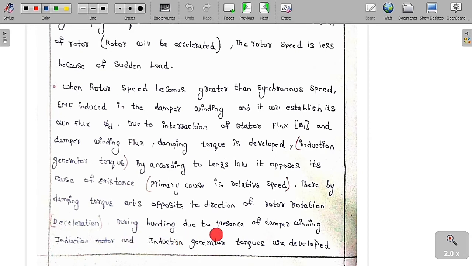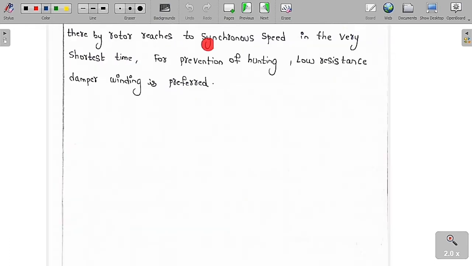So during hunting, due to the presence of damper winding, induction motor and induction generator torques are going to get developed, thereby the rotor reaches synchronous speed in the shortest time. So for prevention of hunting, low resistance damper winding is preferred. If you want to remove the hunting, you just have to use low resistance of damper winding.